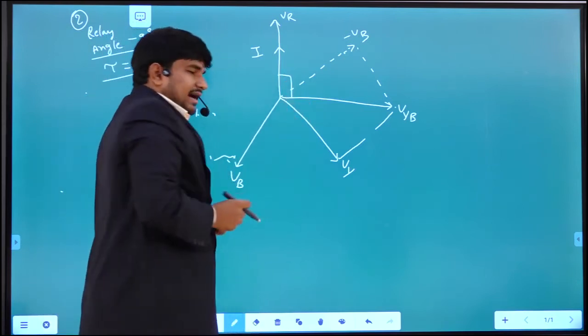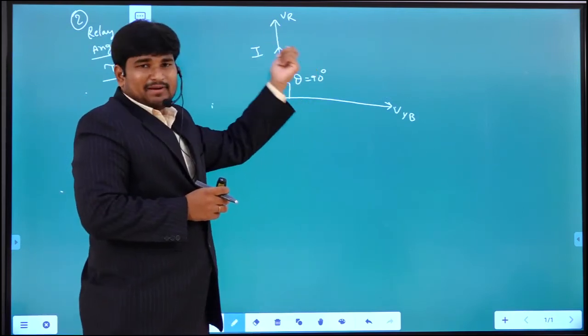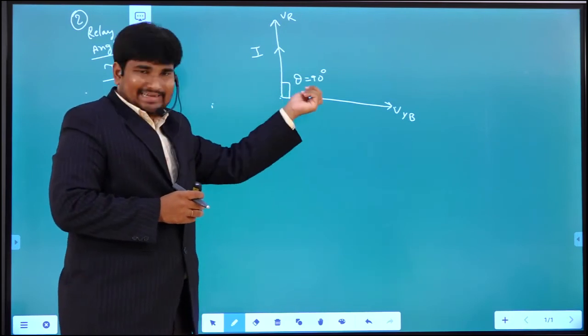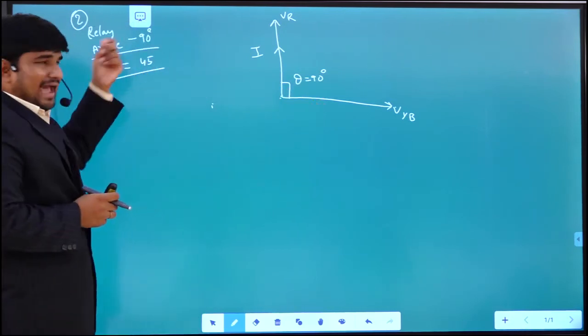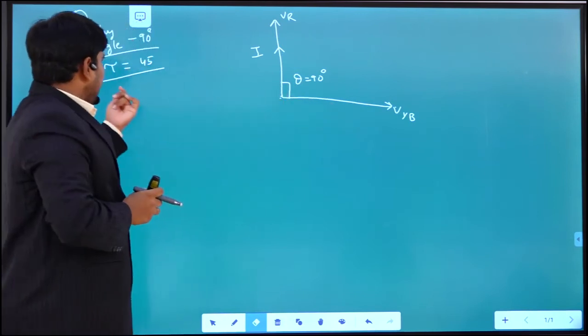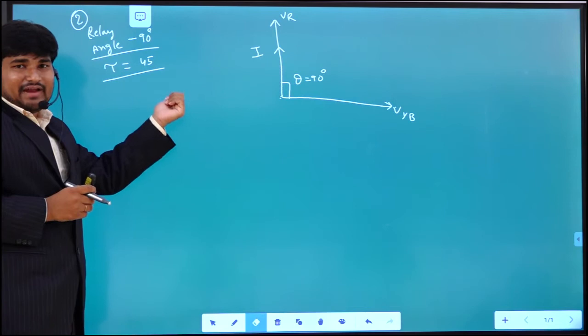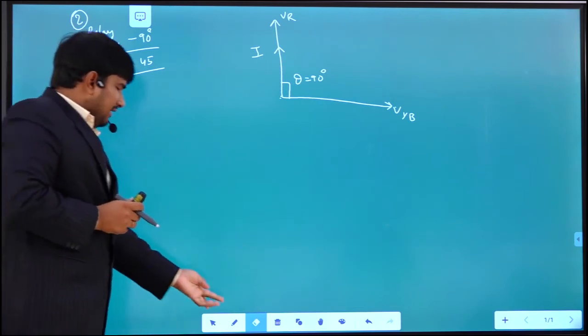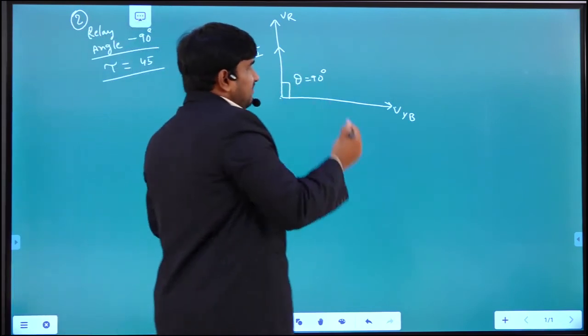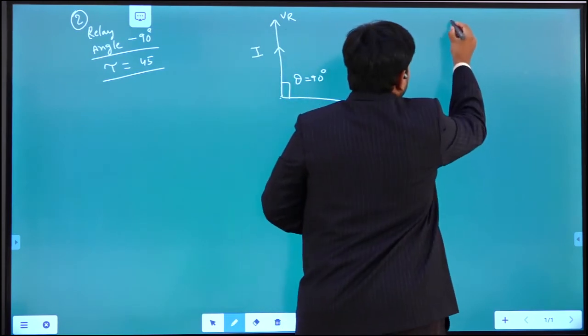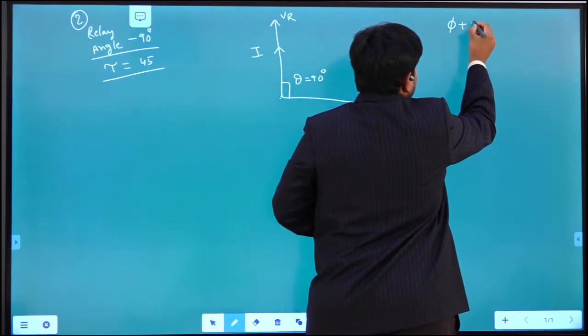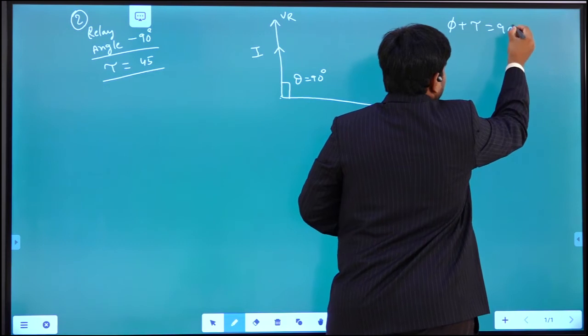That is the relay angle, where the angle between voltage and current is 90 degrees. That is the relay angle of 90 degrees. And we have one more term, that is the torque angle of 45 degrees. So from previous relations we have phi plus tau is equal to 90 degrees, right?